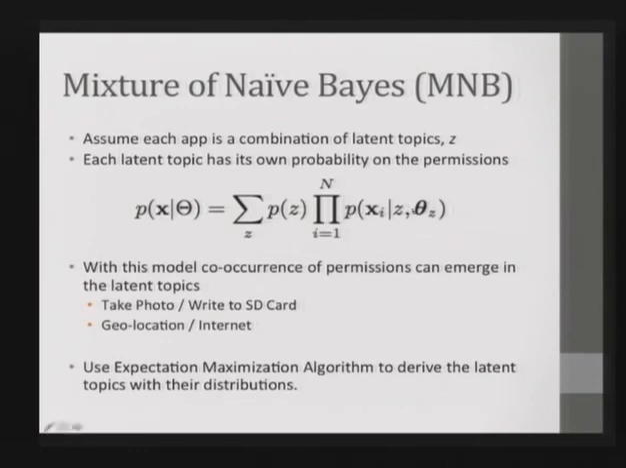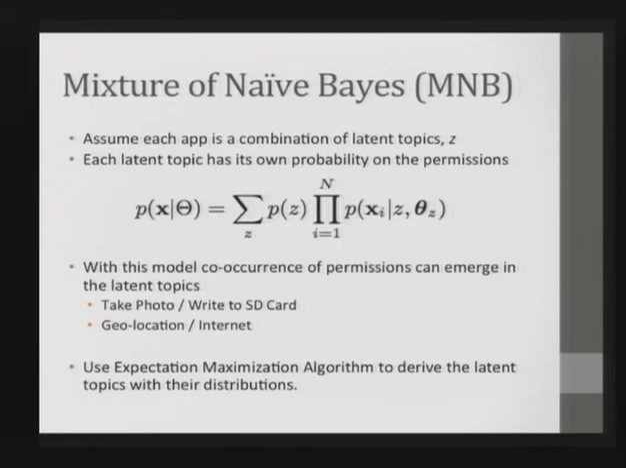Here you can see that the latent topic is going to have its own theta values for all the different permissions. And so you're calculating the vector against each topic's theta values. And then each topic is also going to have some probability of appearing in our data. And so this is just a slight change to our calculation which represents this.